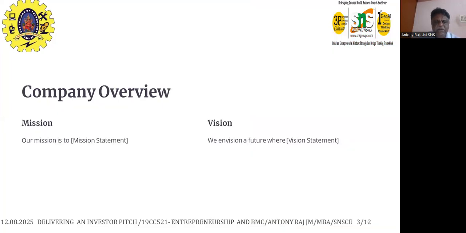And next, you have to be very clear with the company's mission. What is the mission of the company? Many investors also look at this area with a lot of focus. So the mission of the company should be very clear, and what is the vision statement? These two have to be very clear and very relevant to the type of business the organization is proposing.